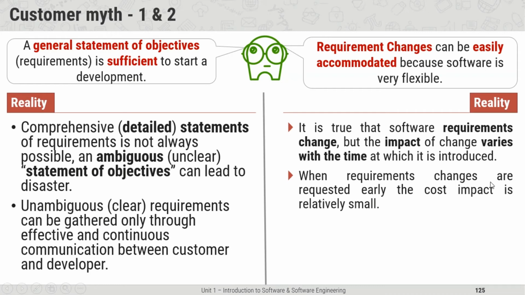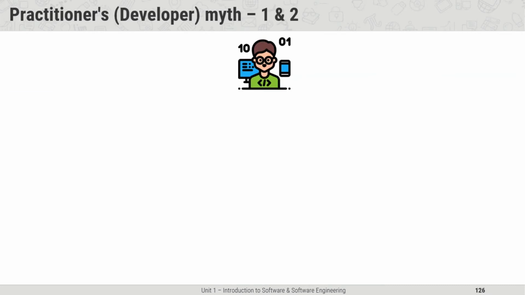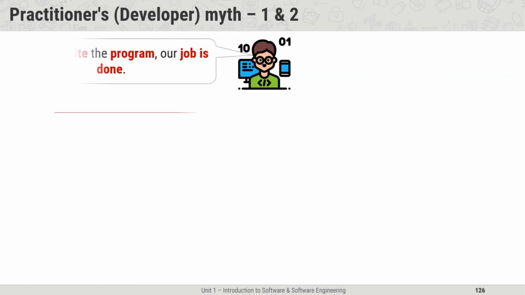When requirement changes are requested early, the cost impact is relatively small. If your requirement change occurs at the last, your cost also increases, and your time also increases. According to developers and practitioners, what are the myths we have?